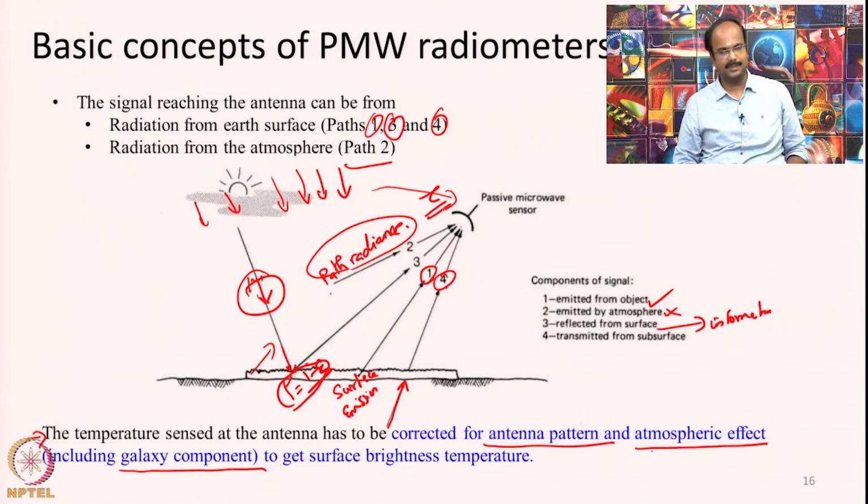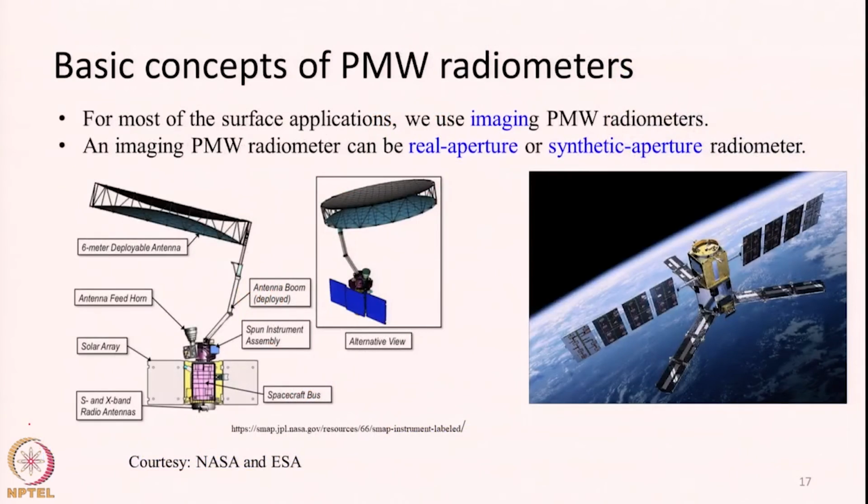We call it sometimes galaxy emission, or sometimes cosmic emission, and so on. So, the microwave wavelengths emitted by outer space, because of its own temperature, can also reach the sensor sometimes, and we also have to correct for it before we get information about the land surface. So, this is some basic information about the signals reaching the sensor, about the antenna and all.